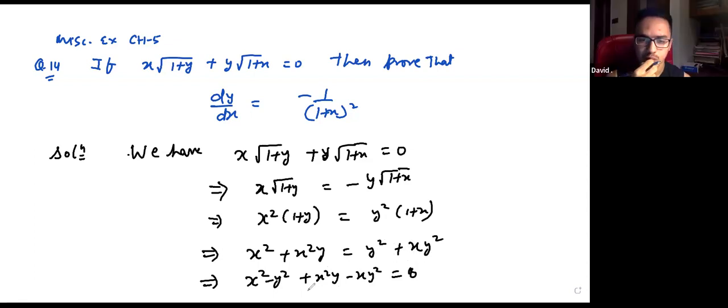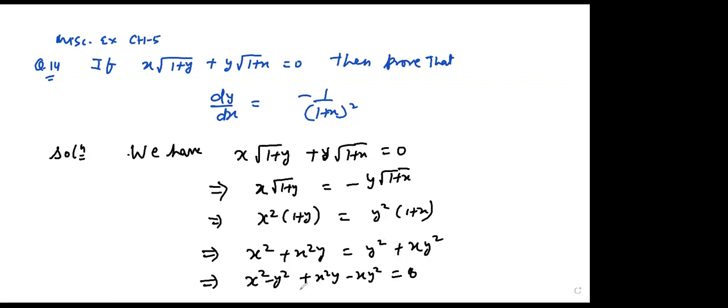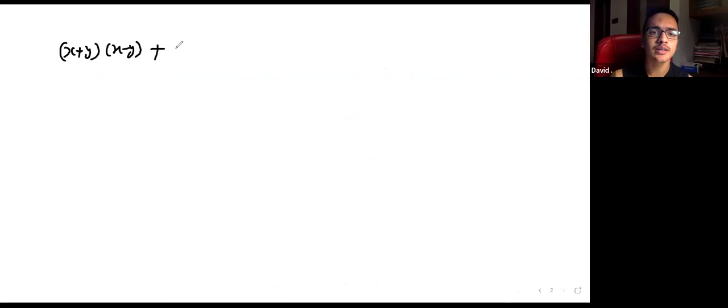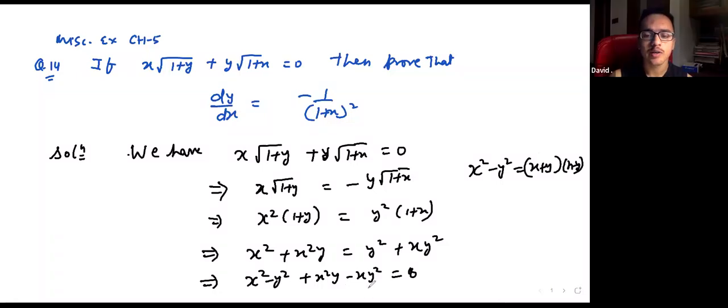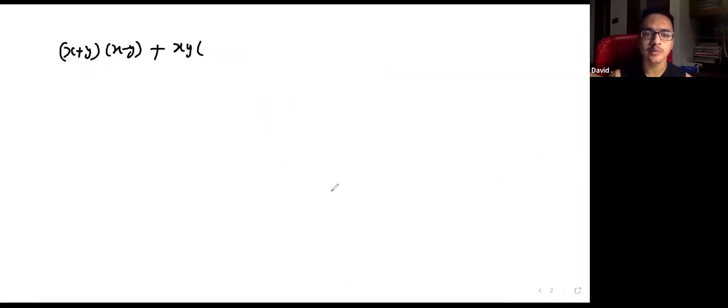Yes, sir. Now, if we want to separate x and y, first thing that we can do is that x square minus y square can be written as x plus y into x minus y, isn't it? Yes, sir. So we write x square minus y square as x plus y into x minus y, plus x y square and minus, we have x y common between these two terms, okay? So it'll be into x plus y.